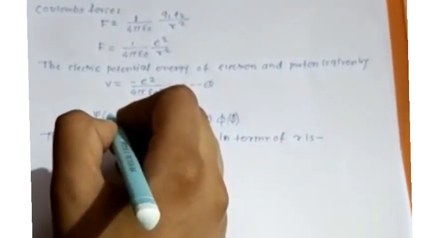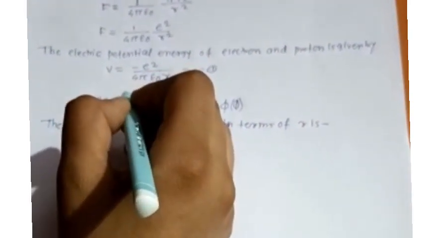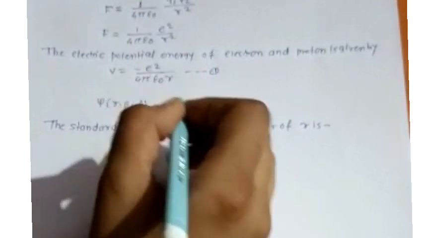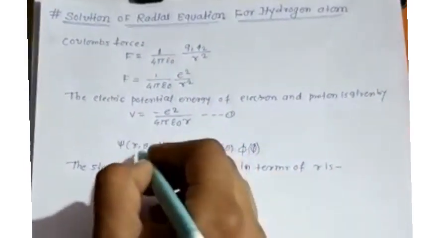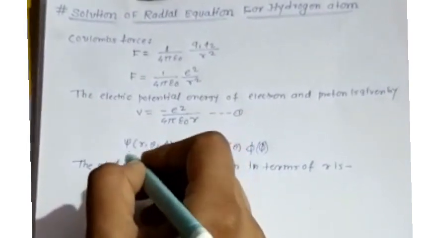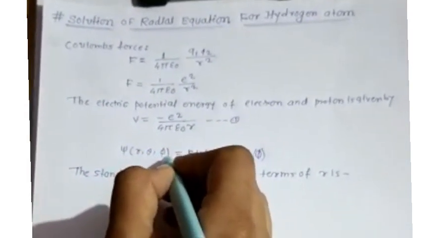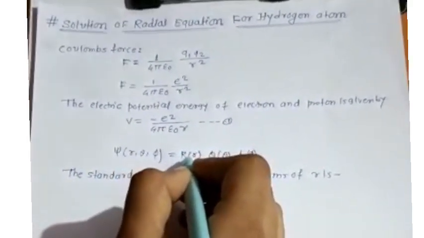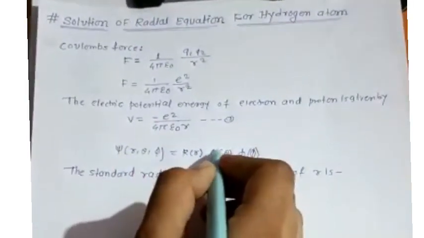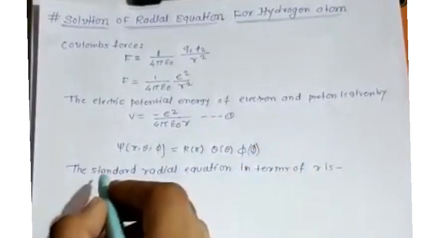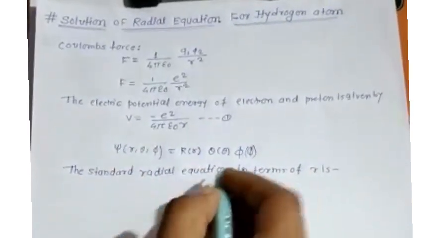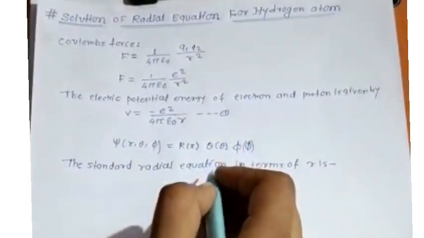Now we have to express it in polar coordinates, that is r, theta and phi. Now we can write the separation of variables, that is psi of r, theta, phi, as capital R of small r, capital Theta of small theta and capital Phi of small phi. Now we have to consider the standard radial equation in terms of the r coordinate.